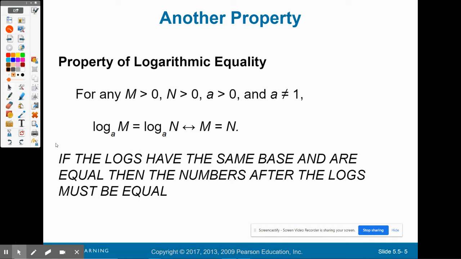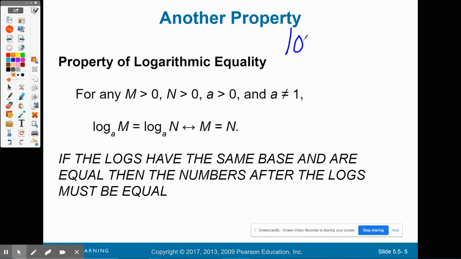If the logs have the same base and they're equal to each other, then the number after the logs would have to be equal. So that's saying that if you have the log base 2 of 7 equals the log base 2 of x, then 7 would have to equal x in order for them to be true. They used m's and n's here. The log base a of m equals the log base a of n, and that would tell you that m would have to be equal to n. So you could use it with logs as well.